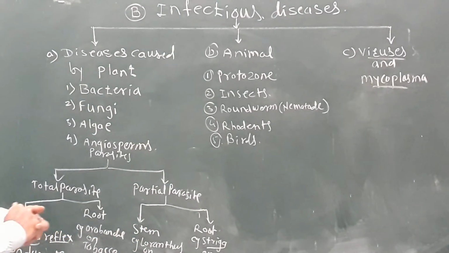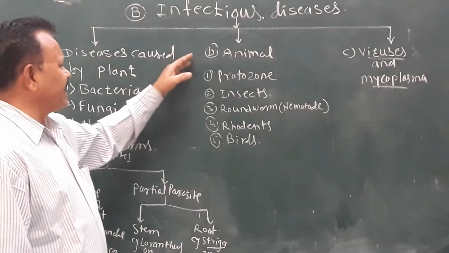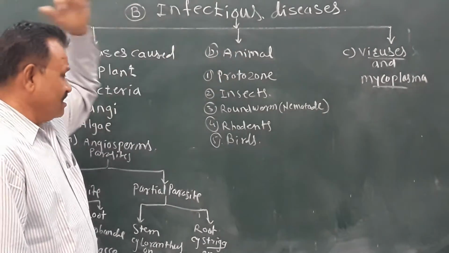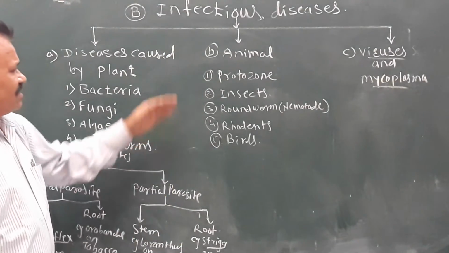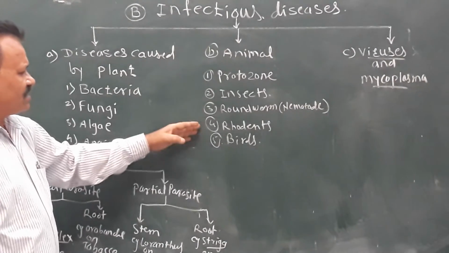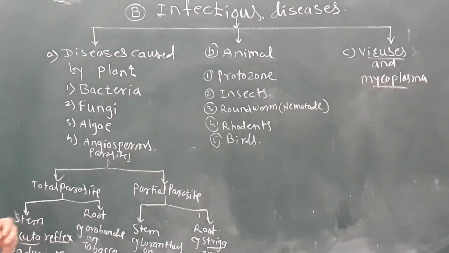Then another kind of infectious disease: these diseases can be caused by animal parasites, and there are so many animal parasites, that is protozoans, insects, roundworms, rodents, birds. These protozoans are unicellular organisms. The typical protozoans are present in the latex producing plants, and the information on diseases produced by protozoans is not in detail, but phloem necrosis is the best example of protozoan disease also.